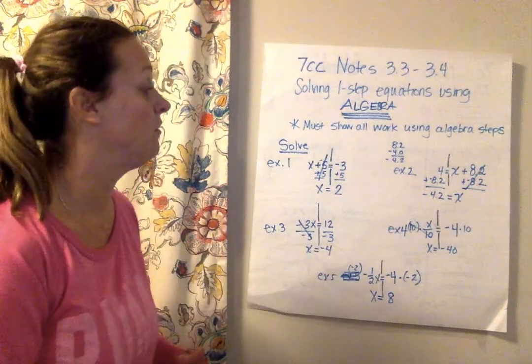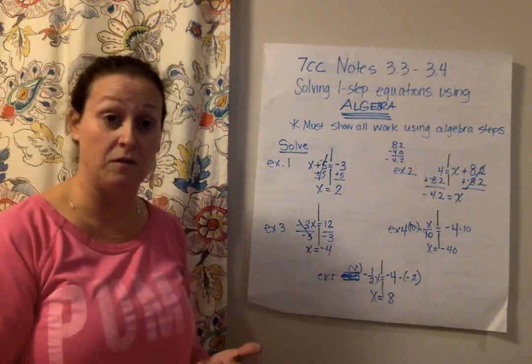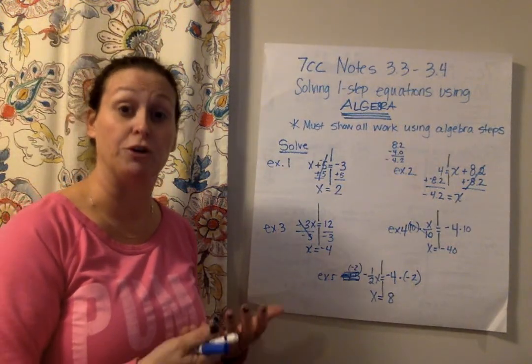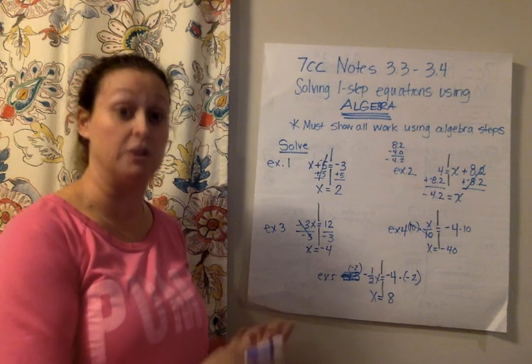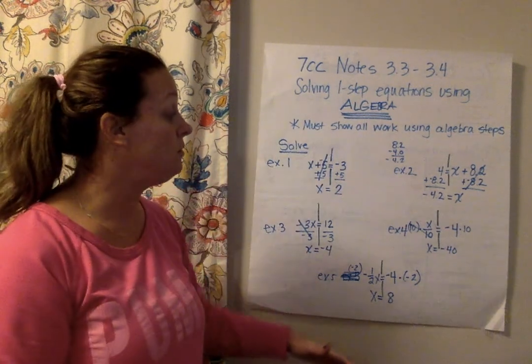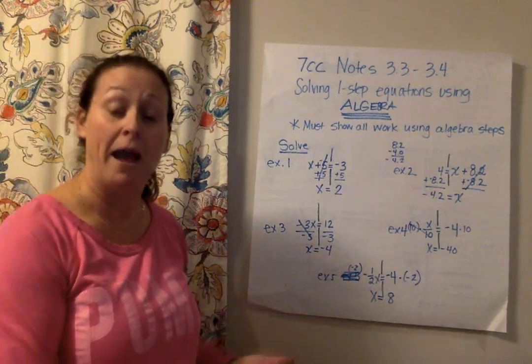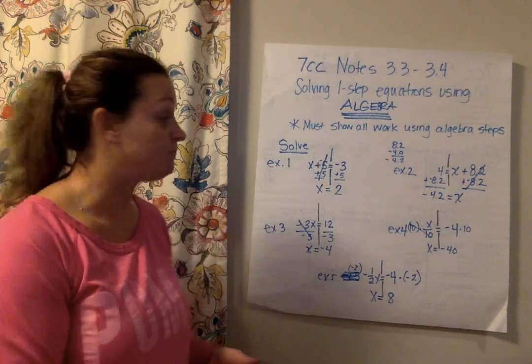Now, anytime you're solving an equation, your goal is to isolate the variable and find what the variable could equal in order to make the statement true. So each time you solve an equation, you need to go back and make sure your answer is correct.